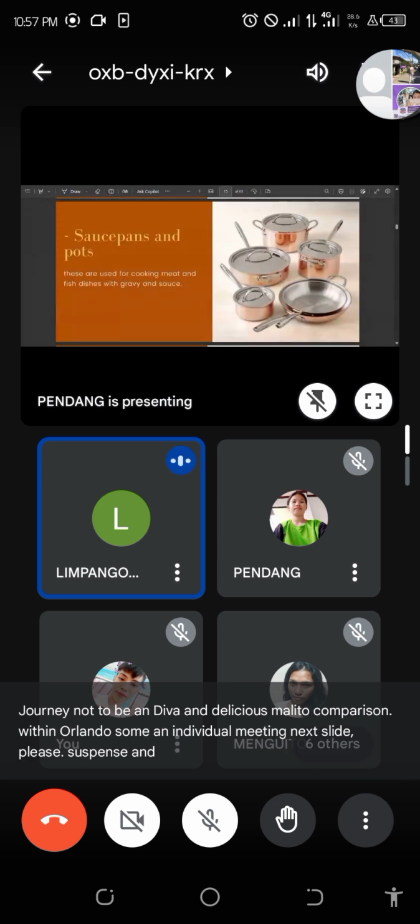Saucepans and pots. And these are used for cooking meat and fish dishes with gravy and sauce.